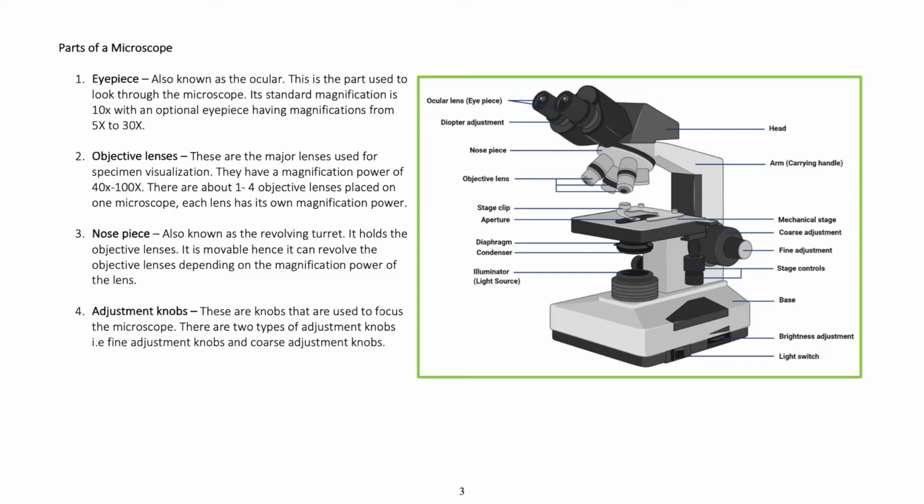Nose piece, also known as the revolving turret. It holds the objective lenses. It is movable, hence it can revolve the objective lenses depending on the magnification power of the lens. Adjustment knobs. These are knobs that are used to focus the microscope. There are 2 types of adjustment knobs: fine adjustment knobs and coarse adjustment knobs.